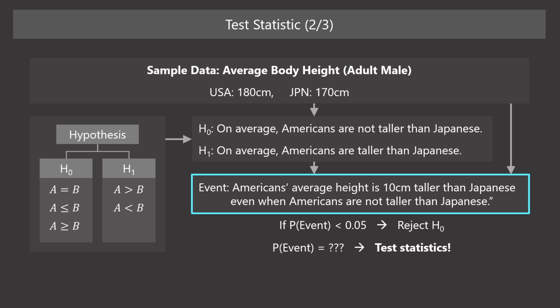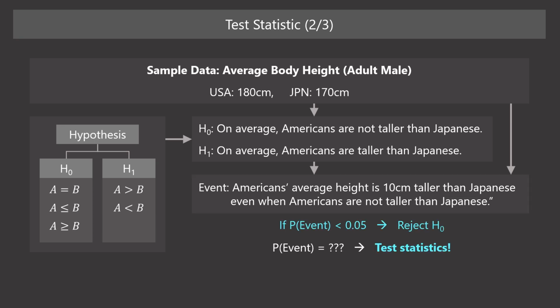As noted in the previous slide, in statistical hypothesis testing, we reject a null hypothesis if an event's probability is lower than the pre-specified significance level. Here, the event can be defined as we can observe that Americans' average height is 10 centimeters taller than that of Japanese, even when, on average, Americans are not taller than Japanese. So, if we set the significance level to 5%, we can reject a null hypothesis if the probability of this event occurring is less than 5%.